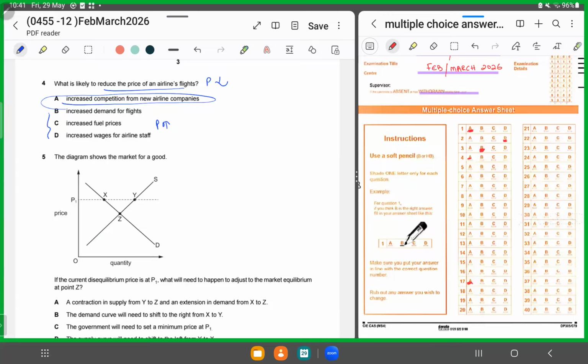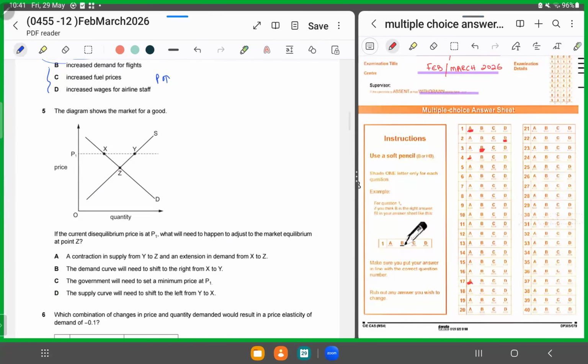All right. Moving forward, MCQ number 5. MCQ number 5 displays a demand and a supply diagram. Now, what has it done? The government has placed a minimum price. Right? Now, what is the government trying to do?